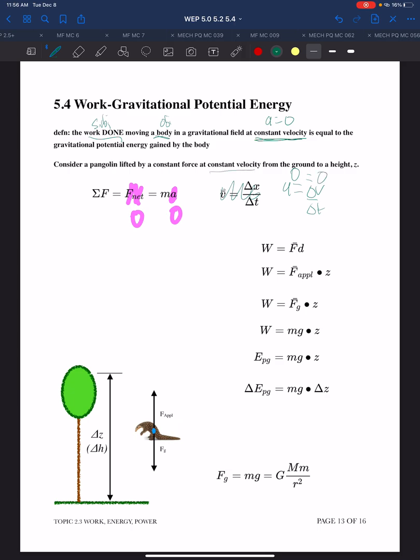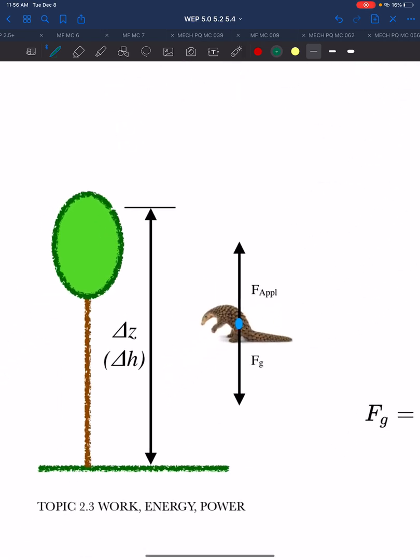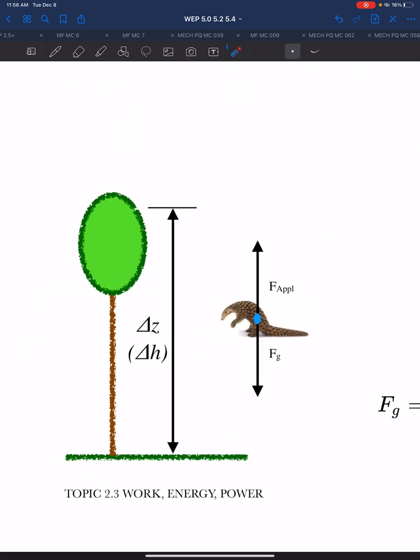So constant velocity. So now let's suppose we have a pangolin, and that pangolin is lifted by a constant force at a constant velocity from the ground to a height z. So here's our diagram. We have the ground, like so. We have this pangolin, one of the only two bipedal mammals on the planet, highly endangered. So we have this pangolin and is being raised from the ground to this height up here over a height z. And we could say that change in height would be delta z.